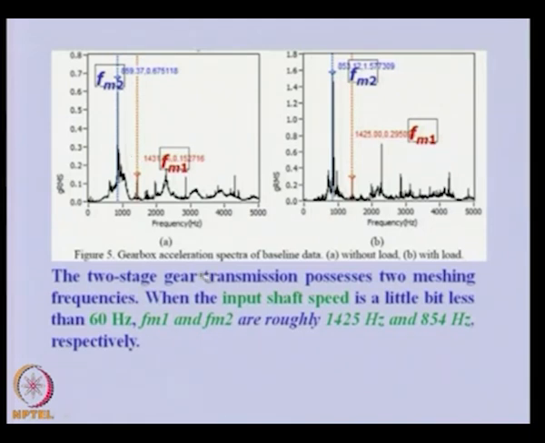So in this two-stage gear transmission, there are two meshing frequencies, as there are two stages. When the input shaft speed is a little bit less, that is 60 hertz, as measured, the first and the second mesh frequencies are roughly 1425 and 85454. You can see that these are matching with the actual experimental data. So the theoretically calculated and the experimentally measured frequencies are matching.